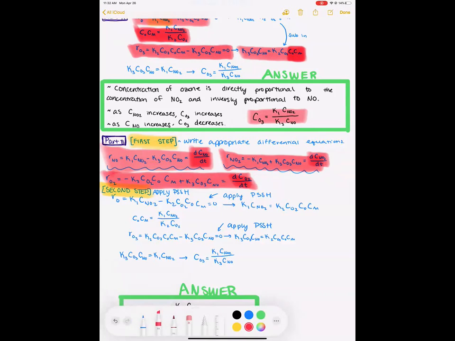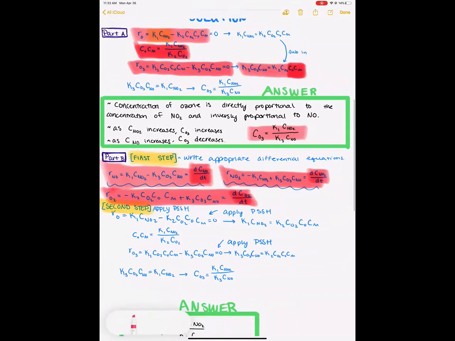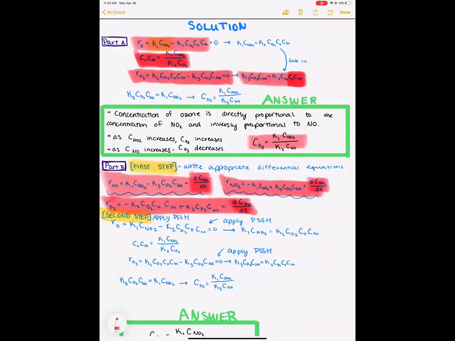Anyway, second step would be to apply the PSSH to the rate laws that we actually found in part A. So it's the rate law for the formation of O and the rate law for the formation of O3. So when you apply the PSSH, then once again, you can get the same term that we got previously and plug it right into the equation that we had, and you essentially get the same exact answer.